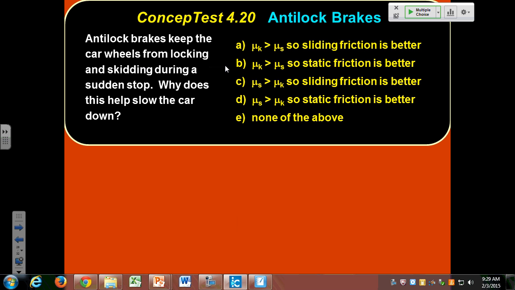That's why when you're pushing an object, it's difficult to get it moving. That's why when you have your car wheels spinning, you want to keep them spinning. You never want them to lock up. So that's why you pump your brakes. Or you don't pump your brakes in modern cars, but in old cars, you pump your brakes.